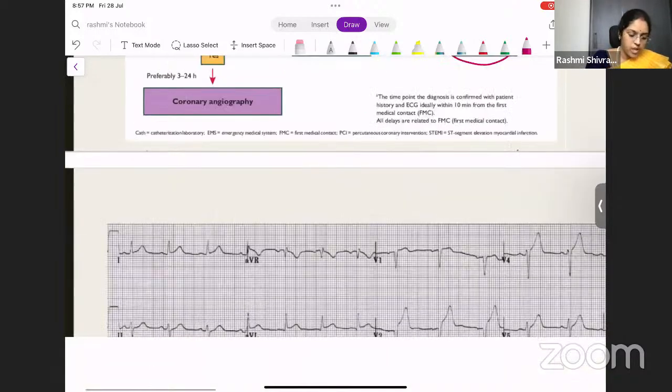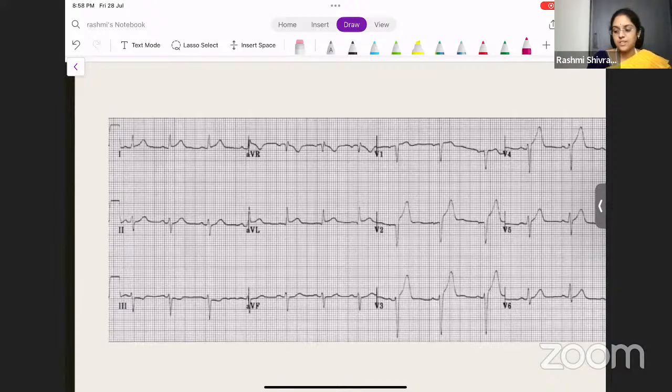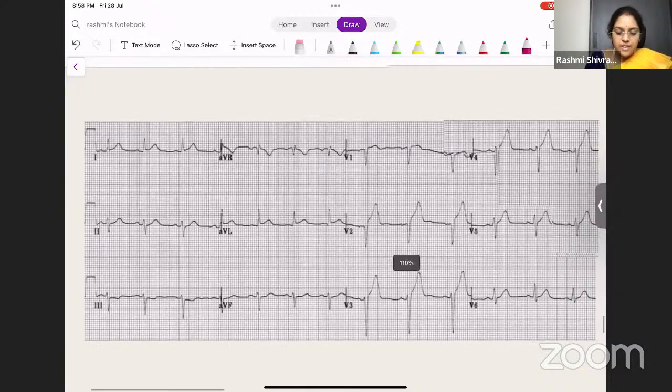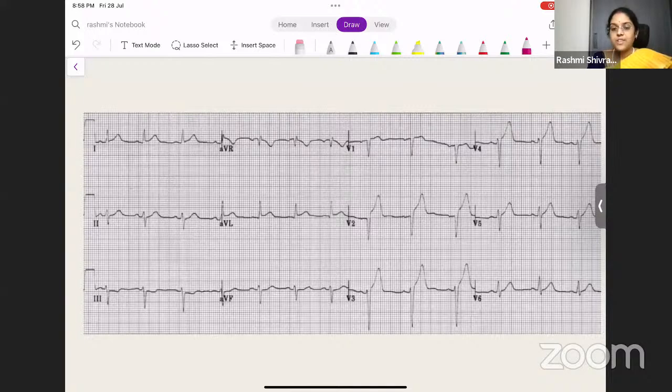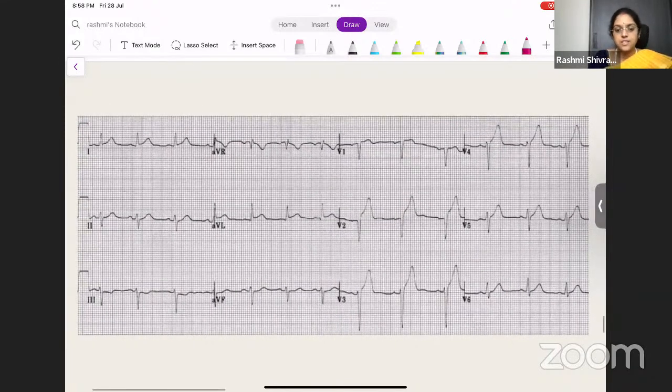Now let us discuss some ECGs. I hope there will be some interaction for all this. The first one, anterior wall. What do you find in this ECG? What do you see in the anterior wall leads, the inferior wall leads, the lateral wall leads? You can just put your comments in the chat box. I would like to have some interaction so that we can finish faster. It will also be exciting for you. I have some good ECGs here.